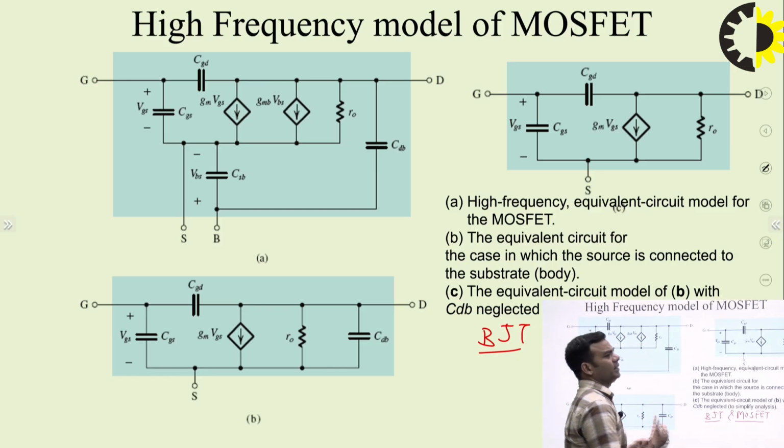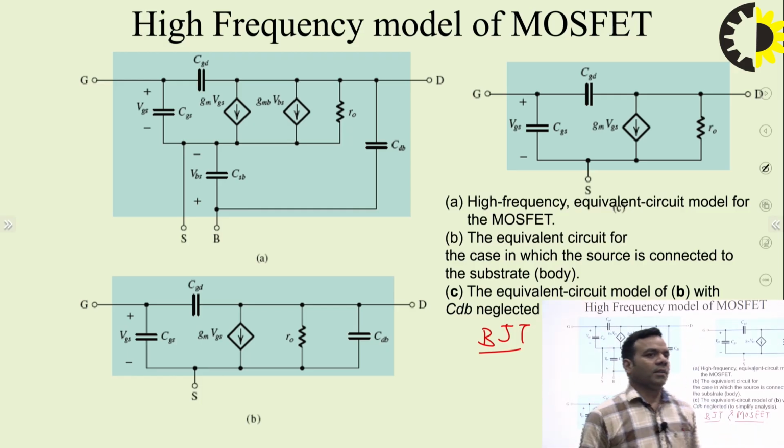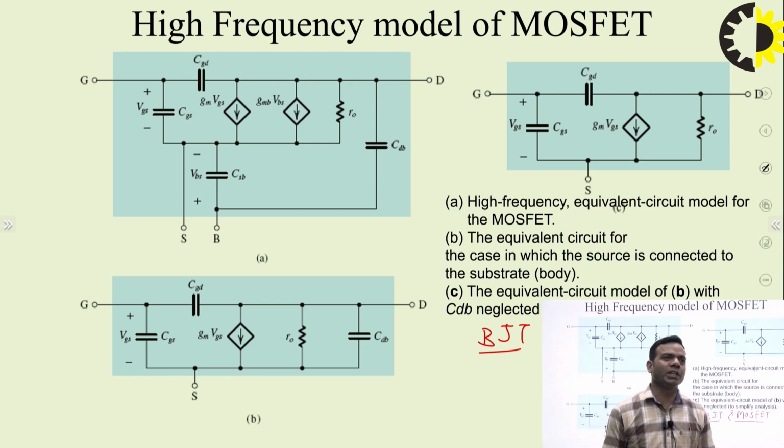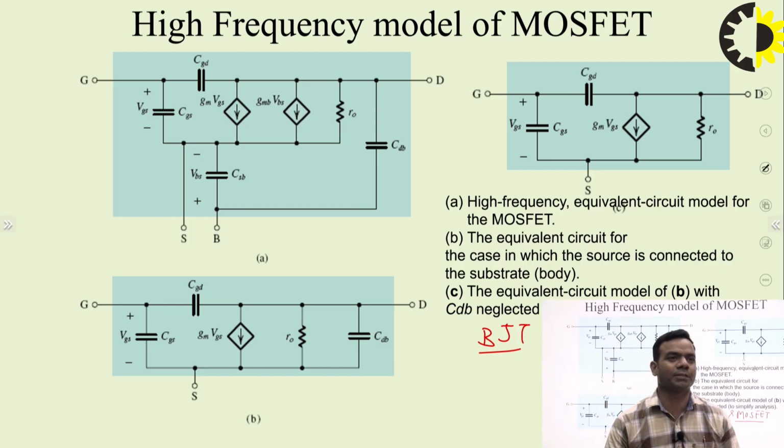Due to that, the low frequency model of BJT and MOSFET is somewhat modified. In the previous lecture, we have already discussed the high frequency model of BJT. Now let us talk about the high frequency model of MOSFET. MOSFET, all of you know, is the metal oxide semiconductor field effect transistor.